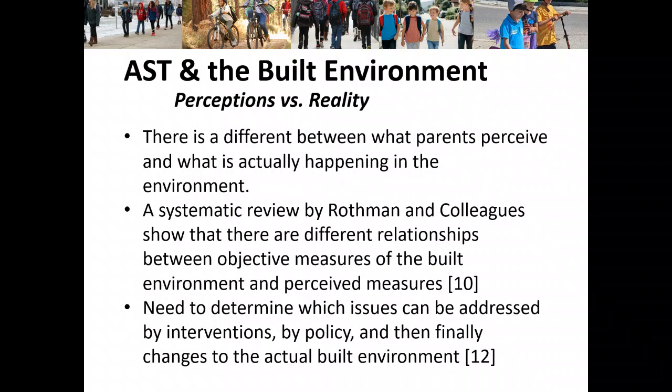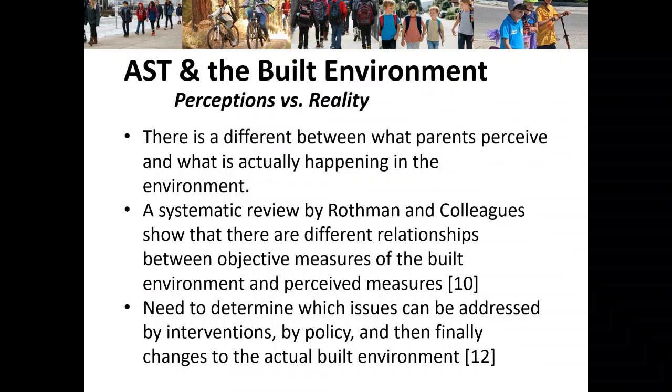Now that you've heard a bit about the AST and the built environment, I want to put this into perspective because while we know generally, from a city building standpoint, what the factors are that influence active school travel, we can't just all of a sudden increase density. We can't all of a sudden just do all these things. So this is where the local elements come in. And we also have to understand with those local elements that there's a difference between perceptions and reality. If parents perceive that the environment is dangerous because of X, Y, and Z, is it actually happening? And that's not always the case.